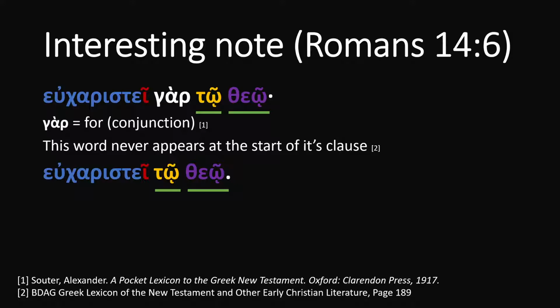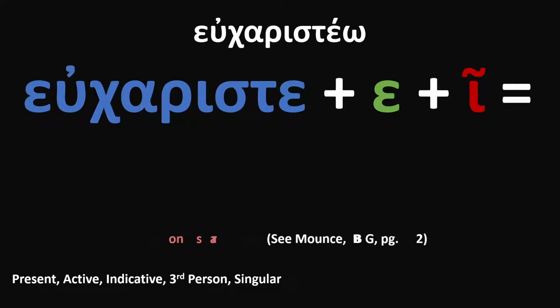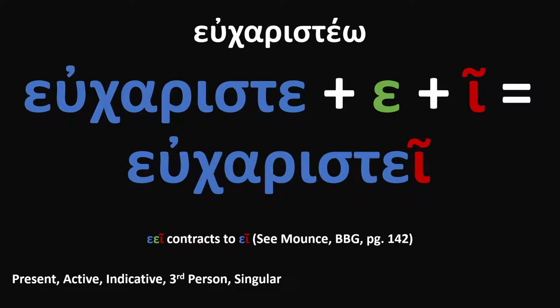So just something interesting, I found that the only appearance of this inflected form in the New Testament that I'm aware of has dative case to theo straight after it. Well, I hope you found that interesting. And as I said, this is how you form the third person singular present active indicative of eucharisteo, becoming euchariste.